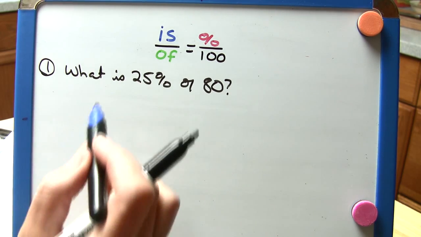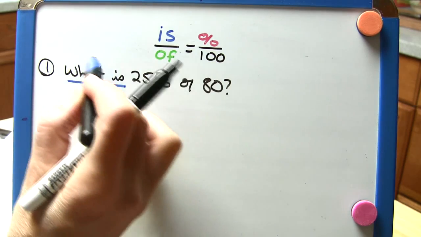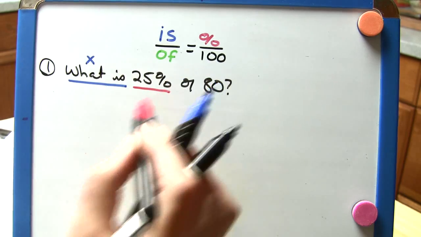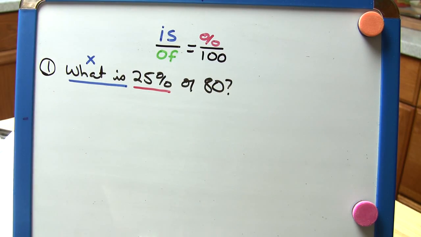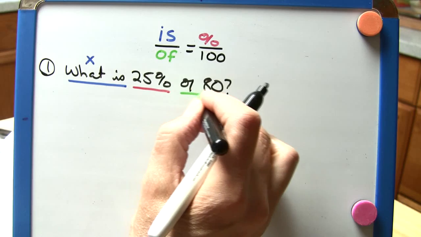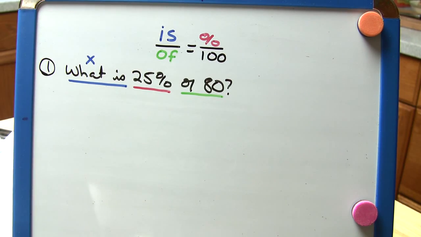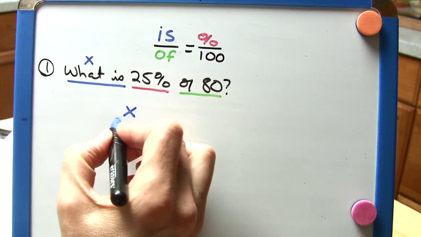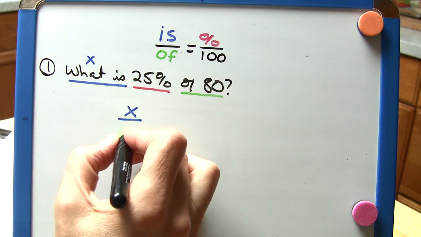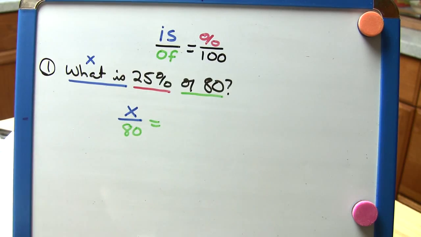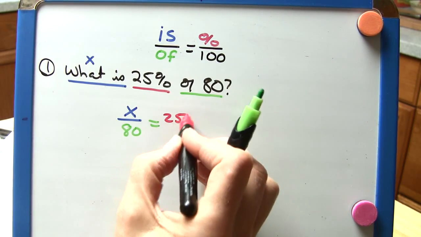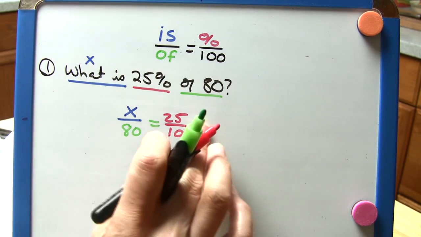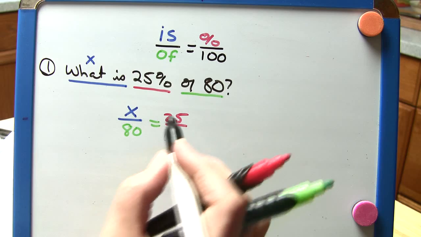Okay, the is here, that's going to be the x. The percent is this 25%. The of is of 80. So writing this as a proportion, I'm going to go x over 80 equals 25 over 100. You drop the percent when you write it over 100. Just for clarity, you write that as 100.